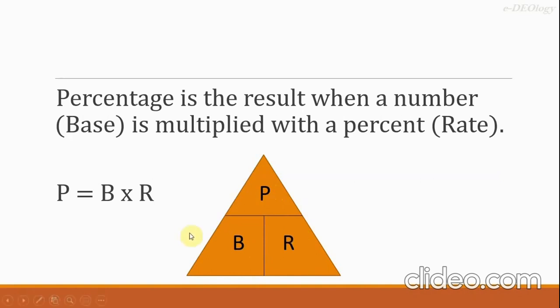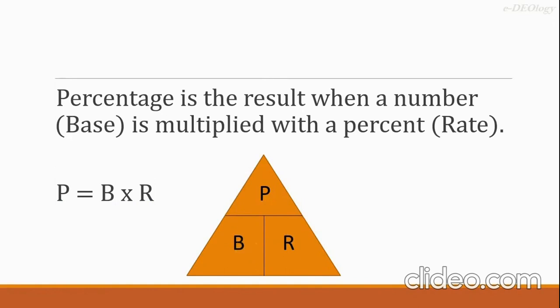Problems that come in this topic is like, for these three variables, percentage, base, and rate, only two of them will come in the problem, and the other variable is to be found. The other quantity is required. In some problems, the P and the R are given and the B is required. So in that case, we will cover this B with our hand and we will see the formula P over R.